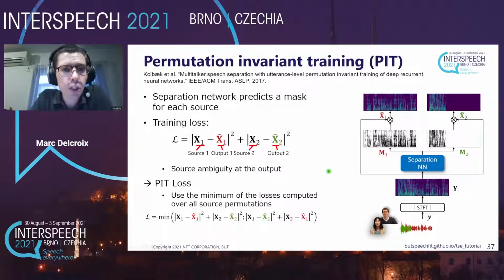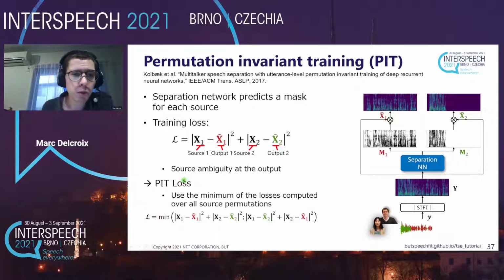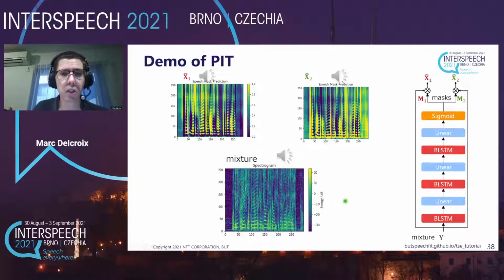So by using simply this kind of loss, it's not possible to train the separation network in general. To solve this problem, permutation invariant training was introduced, which is a simple approach that proposes to use the minimum of the losses computed over all source permutations. The first term in this loss is the loss I introduced before. It assumes that the first source corresponds to the first output and the second source to the second output. The other term is just the opposite: the first source corresponds to the second output and the second source to the first output. We compute the loss for both of these terms, and we take the minimum and backpropagate using the minimum of these two. By doing this simple modification of the training objective, we can actually train a separation network, and this can lead to quite good separation performance.